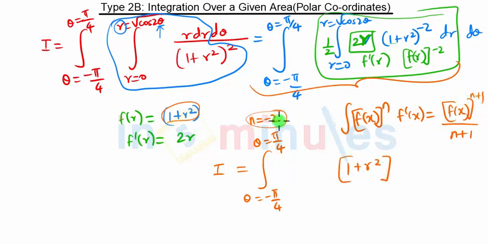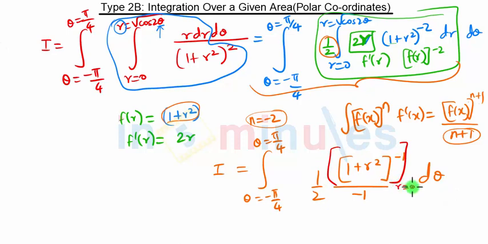In our case, n is minus 2. So minus 2 plus 1 is nothing but minus 1 upon n plus 1, that is minus 1. This half will remain as it is into d theta. And then we apply the limits of the integration, where r is going from 0 to root of cos 2 theta. So we will take this half and minus 1 outside the integration.